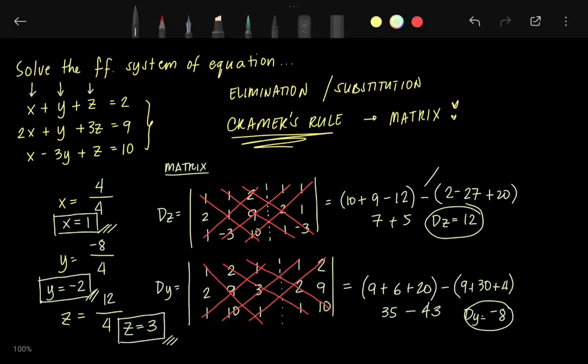And therefore, if you're looking for the values of x, y, and z, given these three equations, you can use elimination, substitution, or Cramer's rule for a 3 by 3 matrix. And the solutions are x equals 1, y equals negative 2, and z equals 3. That's it.